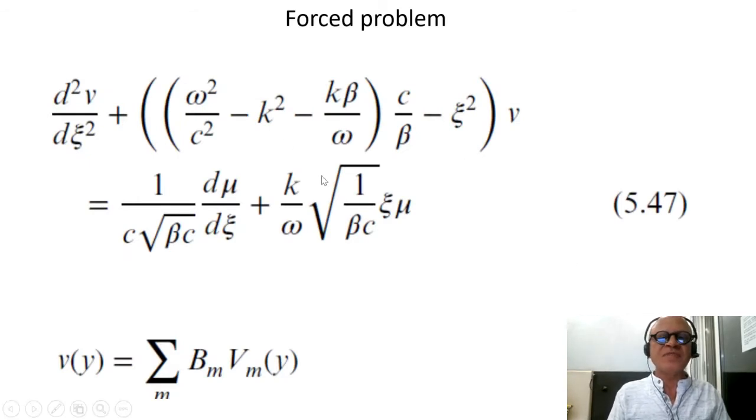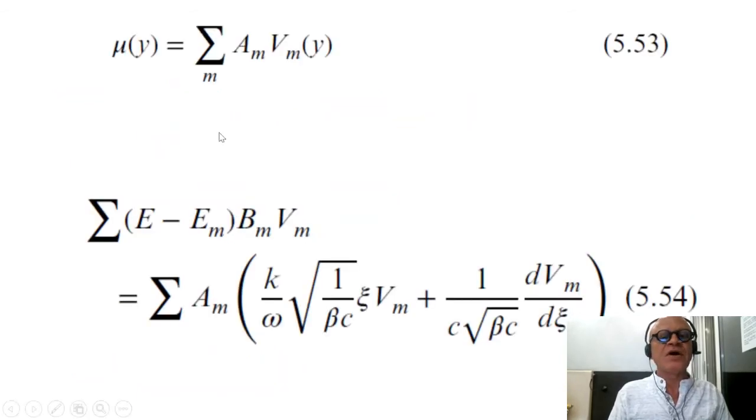In the forced problem, we have the full equation where again we are putting Vy in terms of the eigenfunction, a family of eigenfunctions Vm. Then the forcing itself can also be expressed in terms of the family of eigenfunctions, and we write this relation of the E minus Em times Bm Vm as the sum of these complicated looking things, again Vm being the family of eigenfunctions relating to Vy.